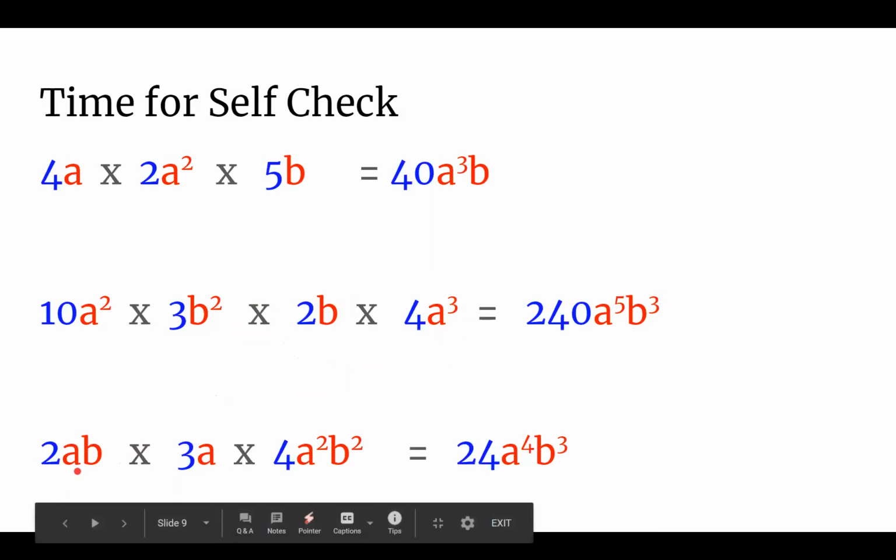Similarly, in the last part, if I take the A's first, 1A here, 1A here, and square here. So I say 2 plus 1 plus 1 makes a 4. So A to the power of 4. And in the last case, I have B square and B to the power of 1. That makes 1 plus 2, 3.